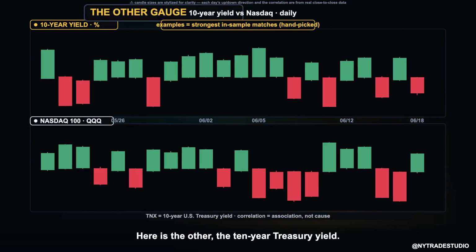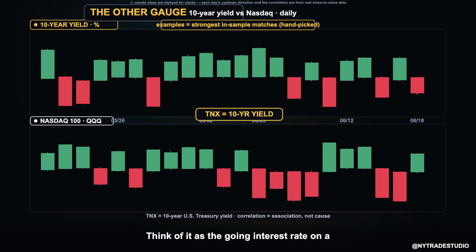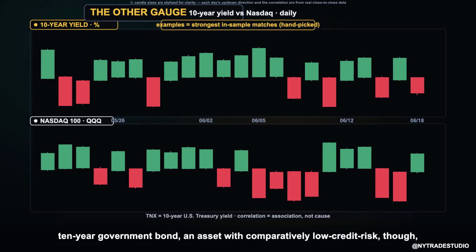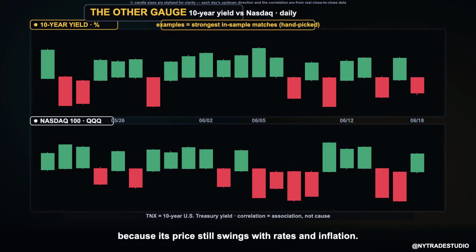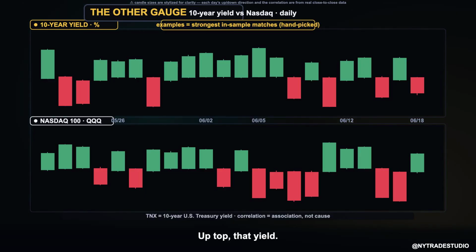Here is the other, the 10-year Treasury yield. Think of it as the going interest rate on a 10-year government bond, an asset with comparatively low credit risk, though, to be clear, not no risk, because its price still swings with rates and inflation. Up top, that yield. Down below, the tech-heavy side of the market, which tends to be the most sensitive to it. Here is the idea.